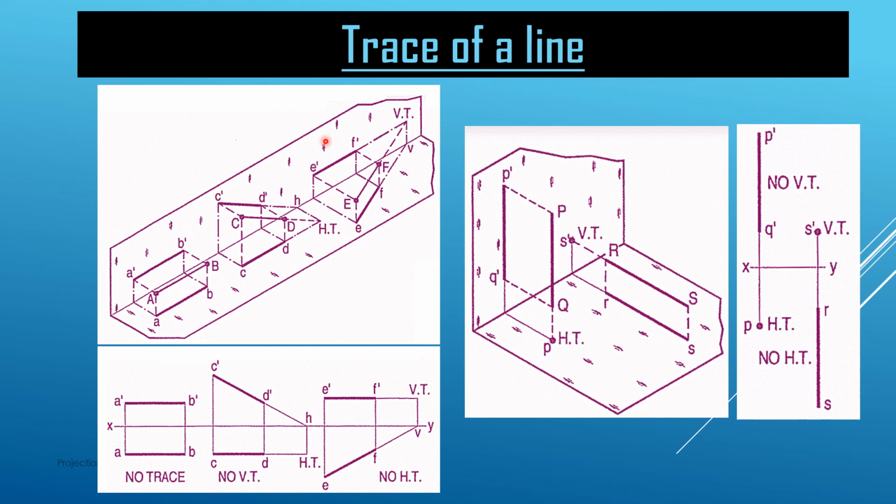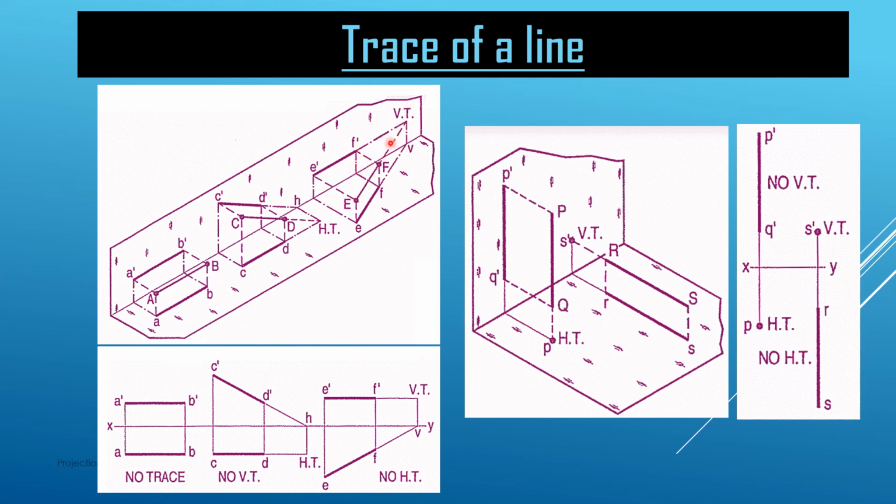In the third case, we have the line which is parallel to HP and inclined to VP by a certain angle. This line is called EF. The projection of this line on the vertical plane is E dash F dash, and on the horizontal plane it is EF. Now if we extend this line EF, we see that it is meeting with the vertical plane, because it is parallel to the horizontal plane. So here we are getting the vertical trace. Clear? This is the vertical plane because this line is intersecting the vertical plane.